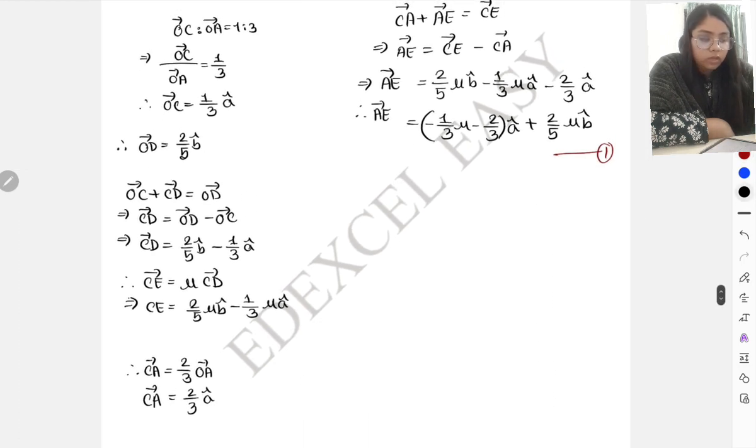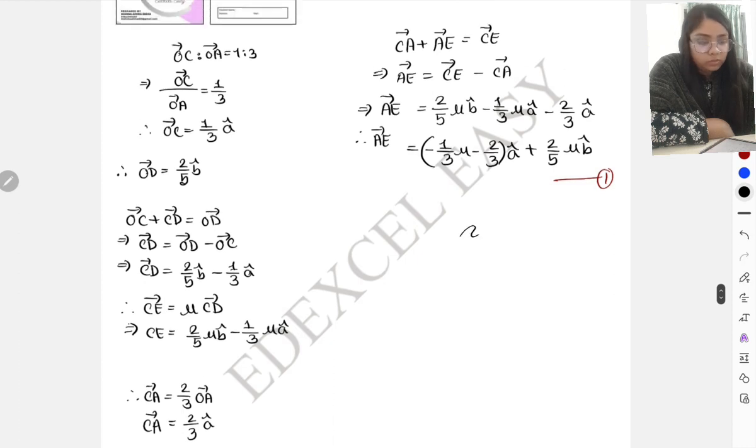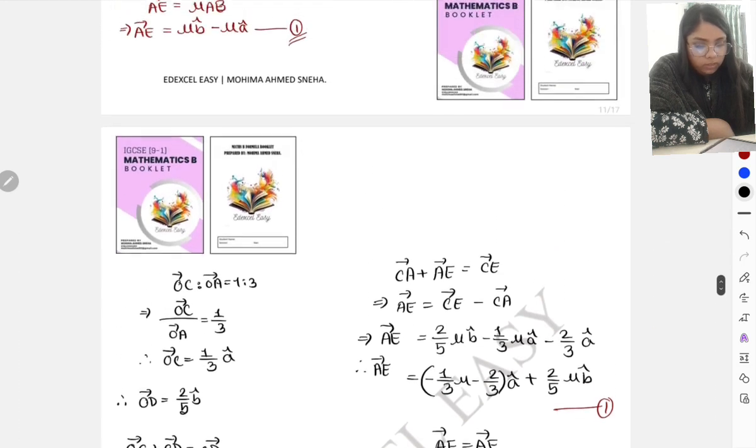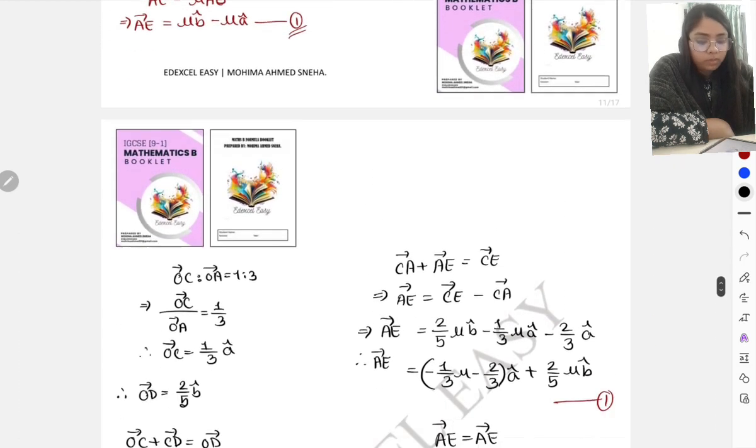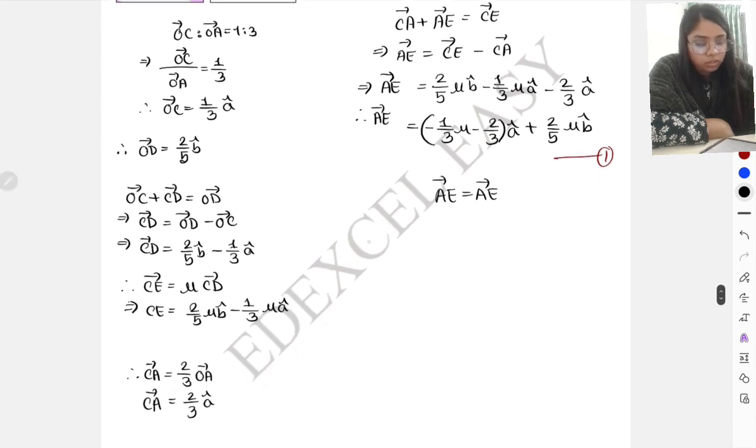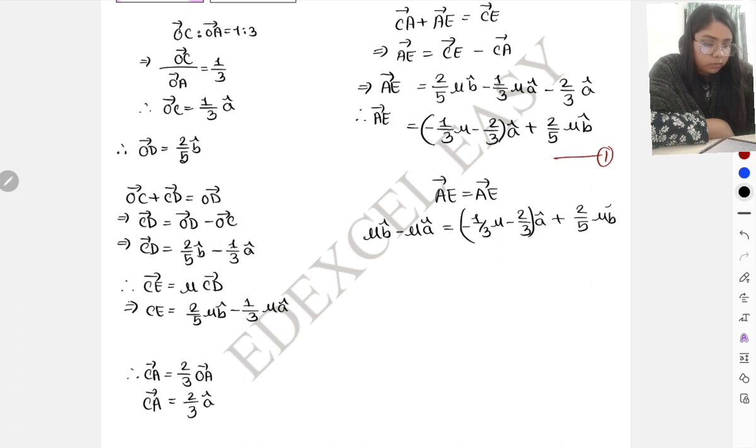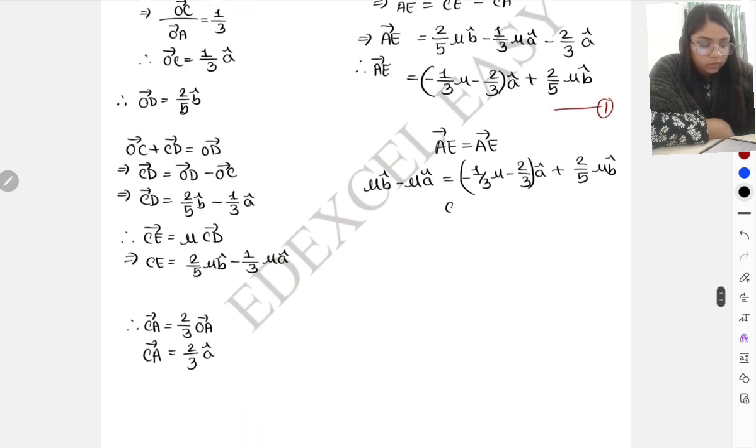Now we can just write AE equals AE. So the first expression for AE was mu B minus mu A, which was quite easy and short. So mu B minus mu A is equal to minus 1 by 3 mu minus 2 by 3 A plus 2 by 5 mu B. And finally now you can start comparing.